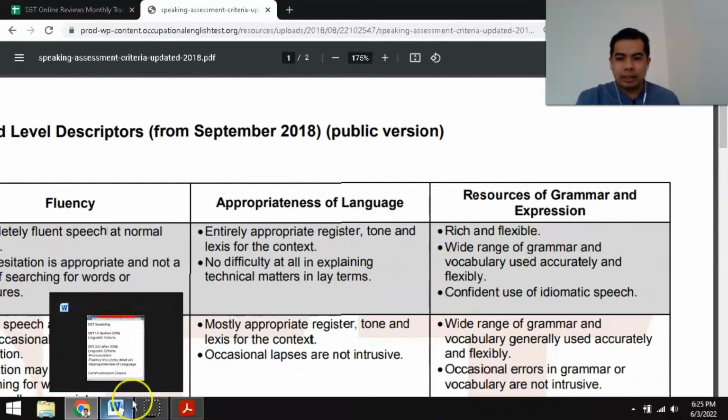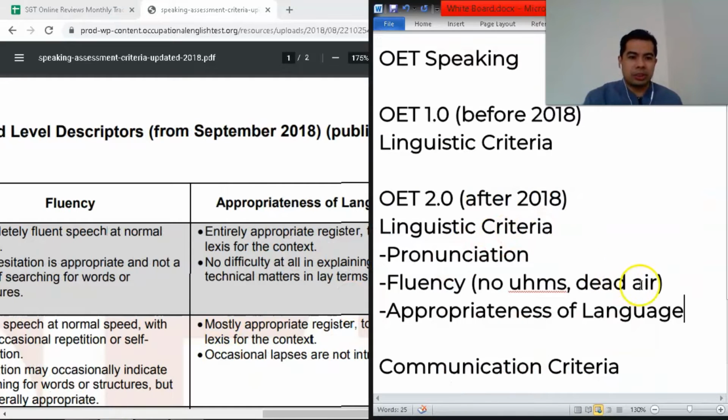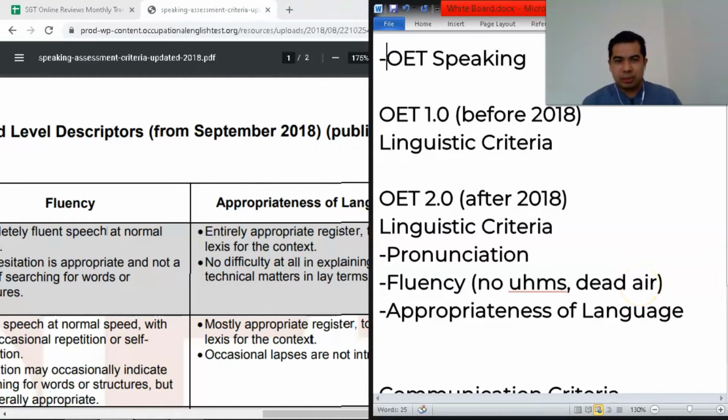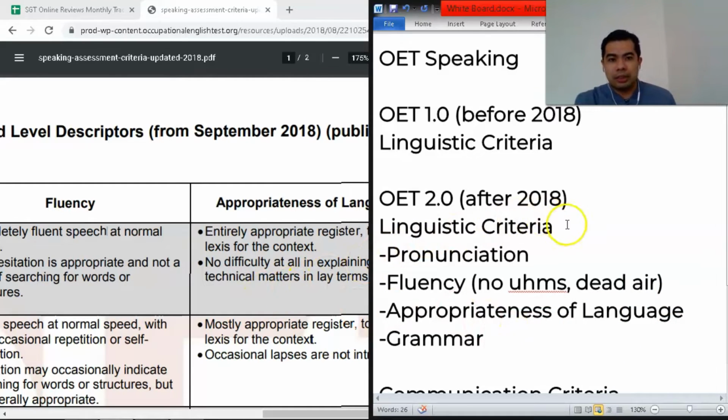Next criteria doesn't need explanation, resource of grammar and expression. In short, just make sure you're not speaking with too many grammatical errors. The main point is really just so that you're understood. That's what the linguistic criteria is for.